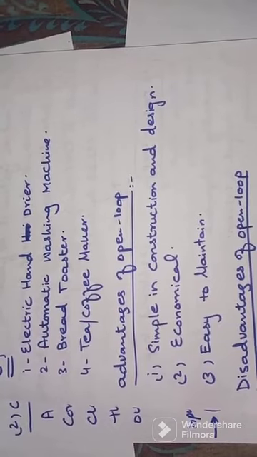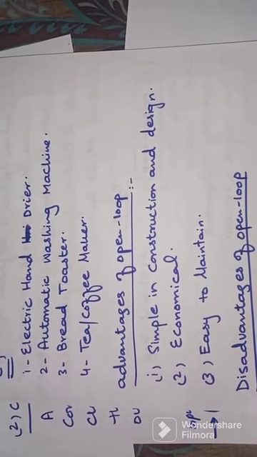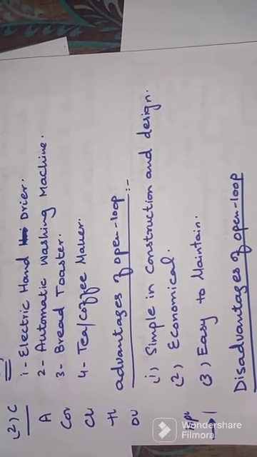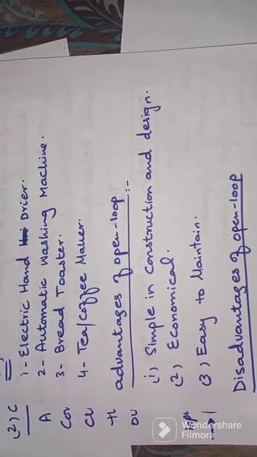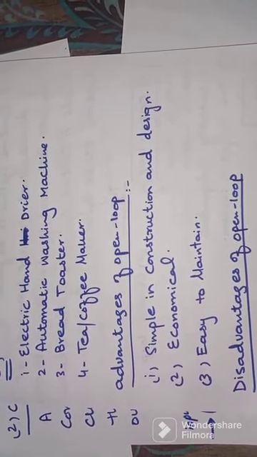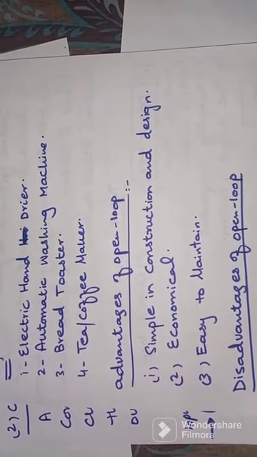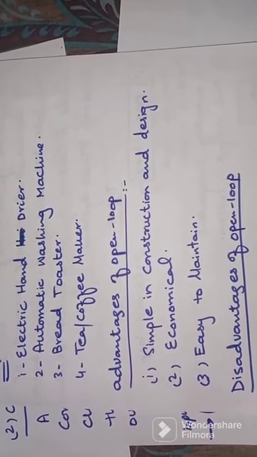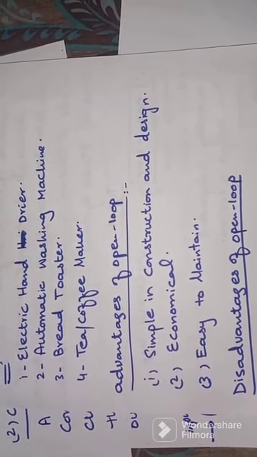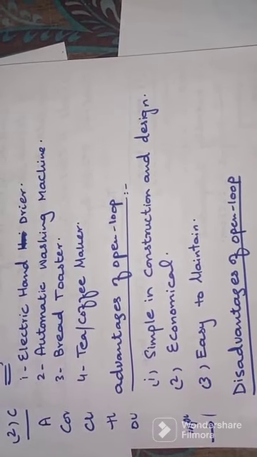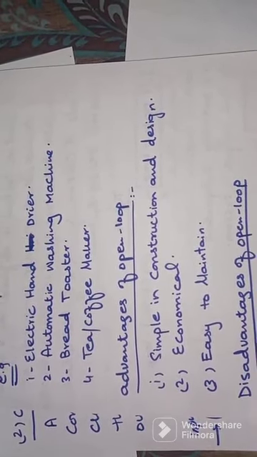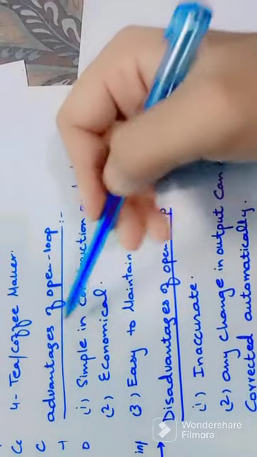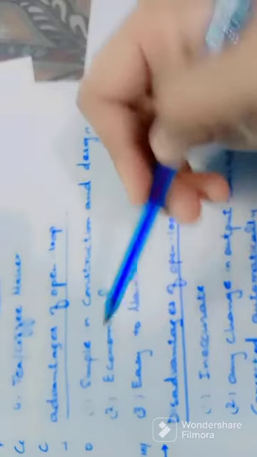What desired output do you want? You just want to wash your clothes. That's it. So open loop systems are those systems in which the value of the output always depends upon the value of input, without any feedback or comparison between the input and output. So these are the basic and simplest examples of an open loop control system. Now come to the advantages of open loop control system.